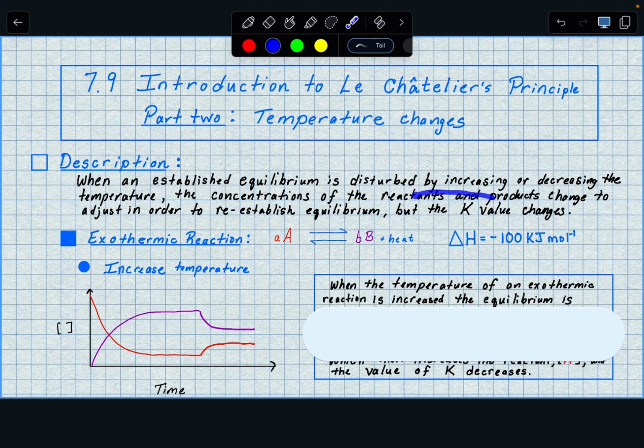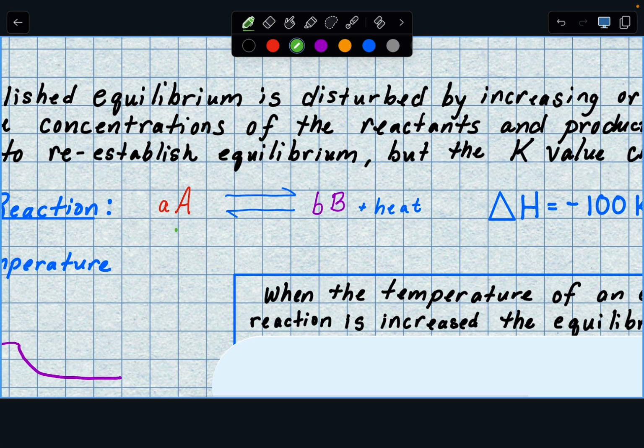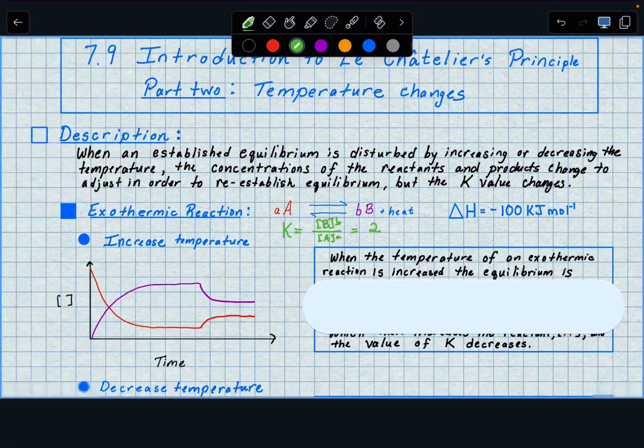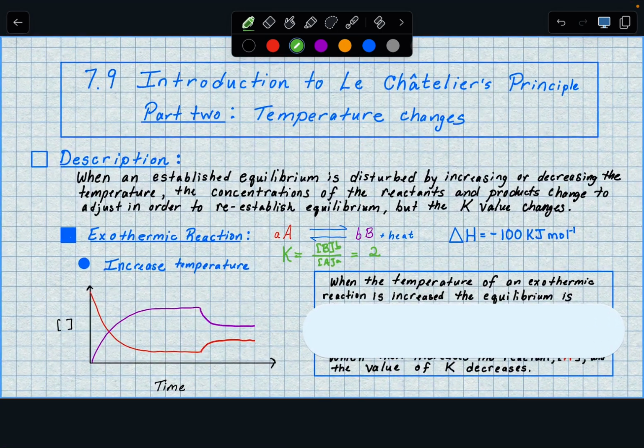Unlike the concentration changes where the K value stays the same, when you change the temperature for an equilibrium reaction, you will change the K value. So let's write down the equilibrium expression for this basic reaction. K is going to equal the concentration of our products, which will be B, divided by the concentration of our reactants, which is A. And let's again say that it equals 2, like I did in the other video.